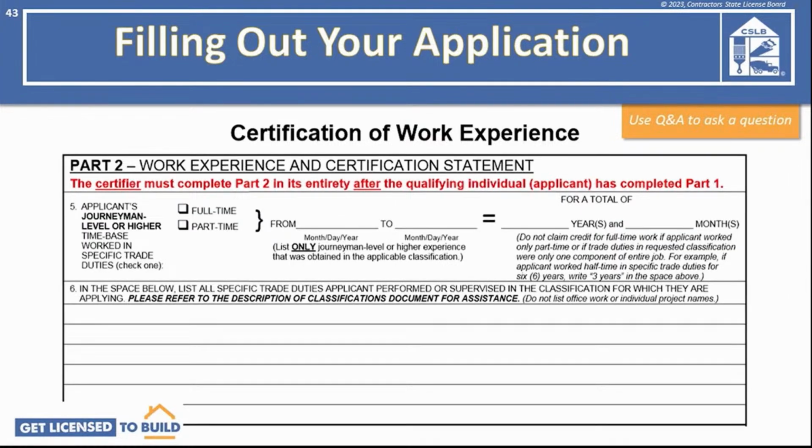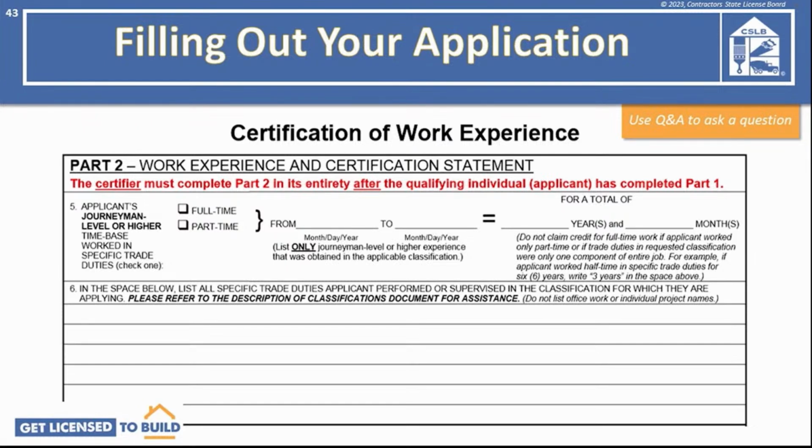Certification of Work Experience, Part 2. Part 2 will be filled out by the certifier. In this section, the certifier must include the dates in which you obtained the experience. They must also select if you were working on a part-time or full-time basis. Keep in mind, if you were working part-time, you will receive 50% credit for that time, which means you will need to provide 8 years of experience within the last 10 years to meet the 4-year requirement.